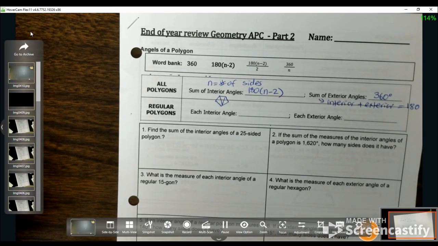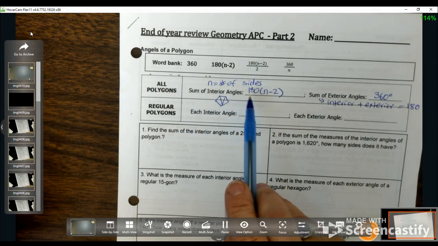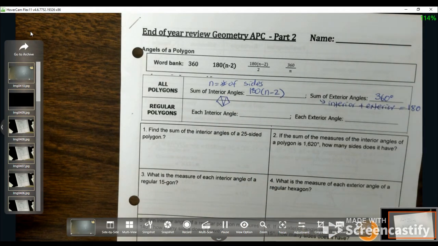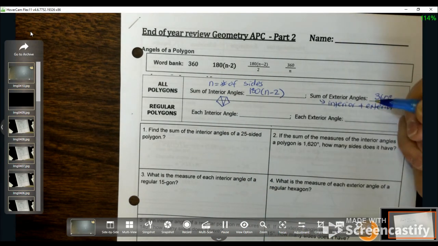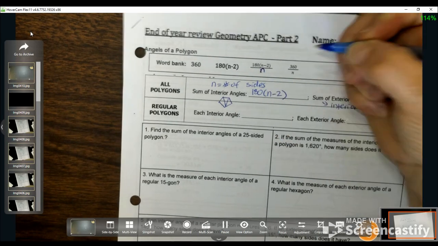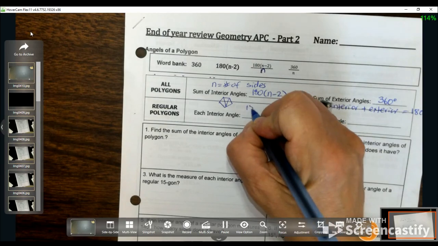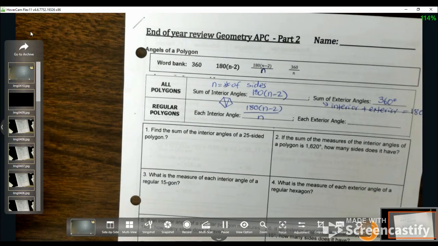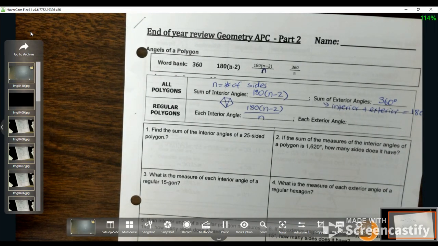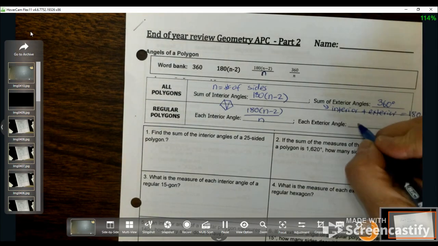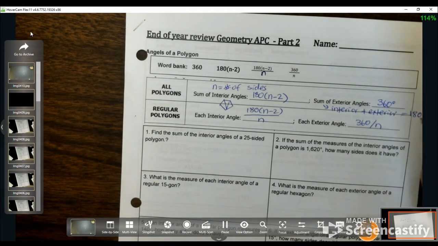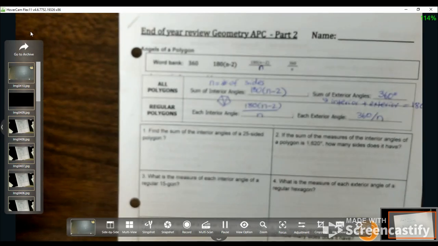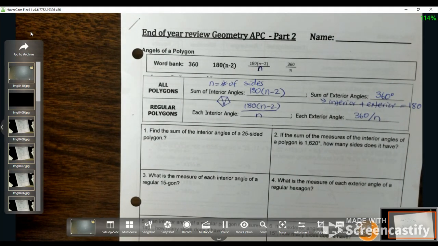For a regular polygon, we say each interior angle, so instead of the sum, we're looking for just one angle, so we're going to divide by n. I'm going to go 180(n - 2) divided by n. Okay, we're dividing it by the number of sides, and each exterior angle is going to be 360 divided by n.